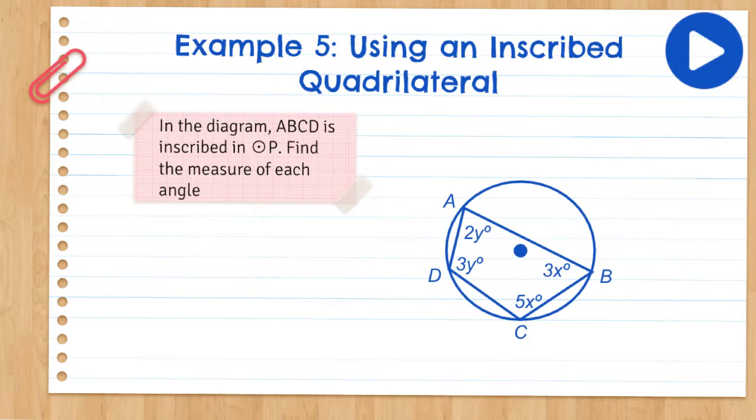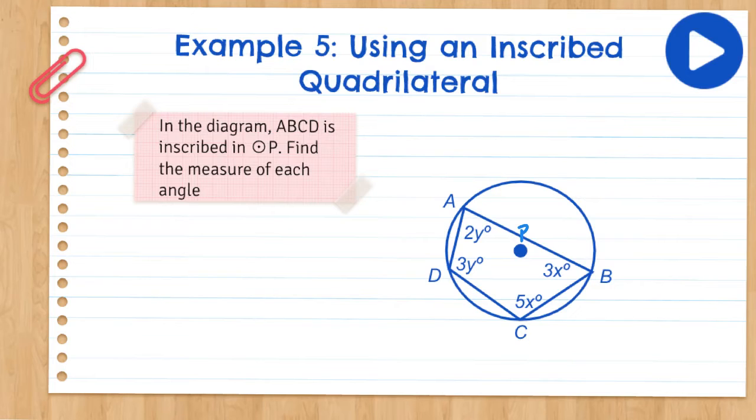Example 5, using an inscribed quadrilateral. In the diagram, quadrilateral ABCD is inscribed in circle P. I forgot to put the P there. Hold on, there we go. Okay, now we know it's circle P. Find the measure of each angle.